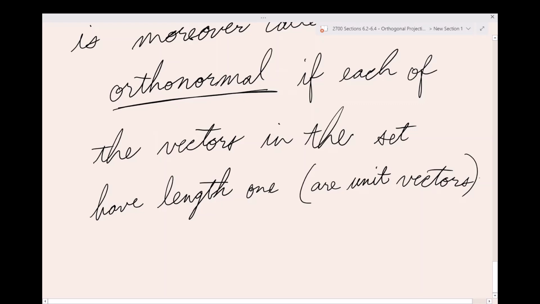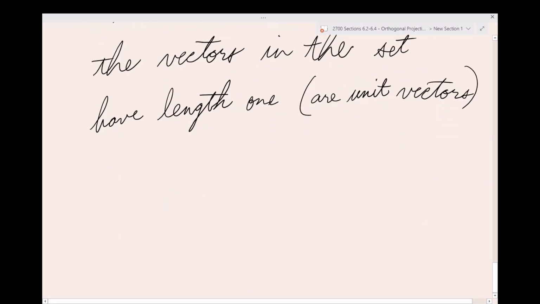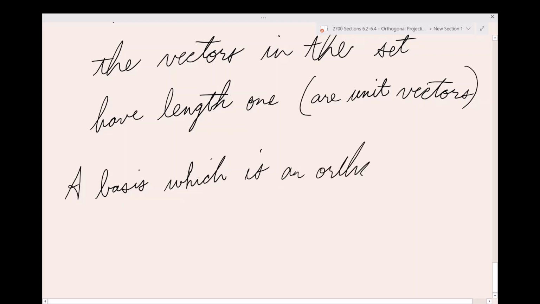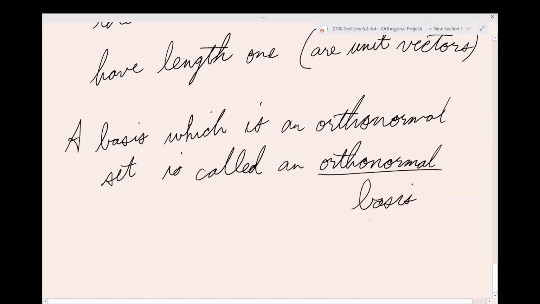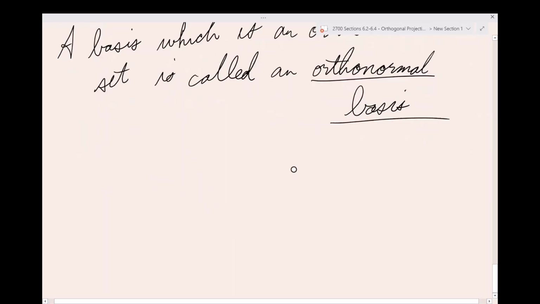So, and then a basis which is an orthonormal set is called, and I probably didn't even need to write this, an orthonormal basis. I hate this terminology because it's hard to say these words, but it's very standard, and so I wanted to go over that real quick.